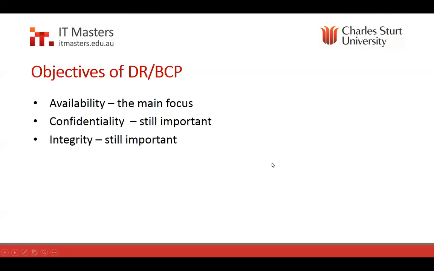So the objectives of DR and BCP are still, and I know I've got them in a different order here, so hopefully it doesn't confuse you, availability is the main focus. Availability, because remember, we've got to keep our business critical functions going, and then we have to get ourselves back to where we were before the disaster occurred. So availability is number one. Confidentiality and integrity are still important, as they always are. But in terms of the CIA triad, availability is the main objective.